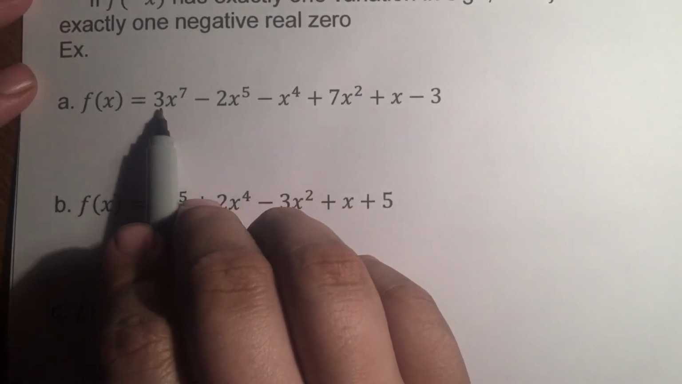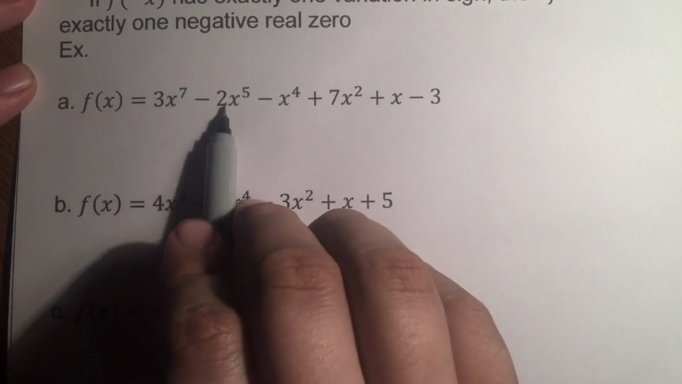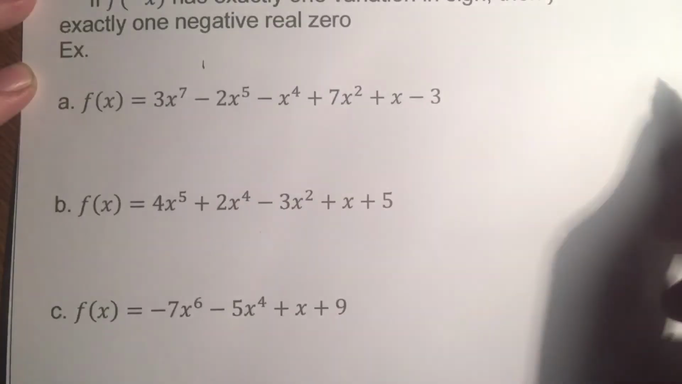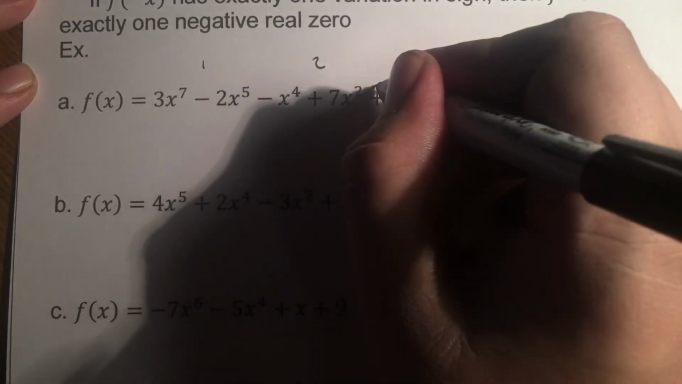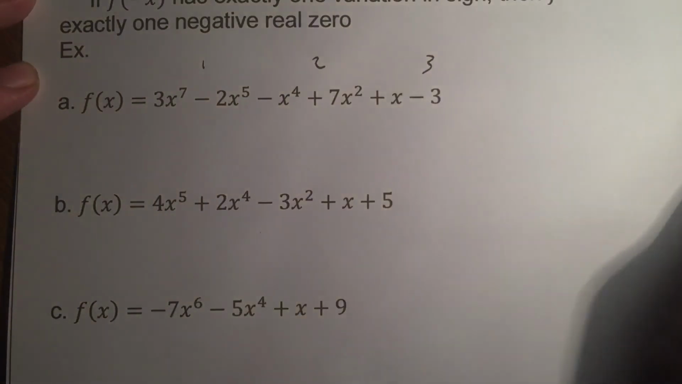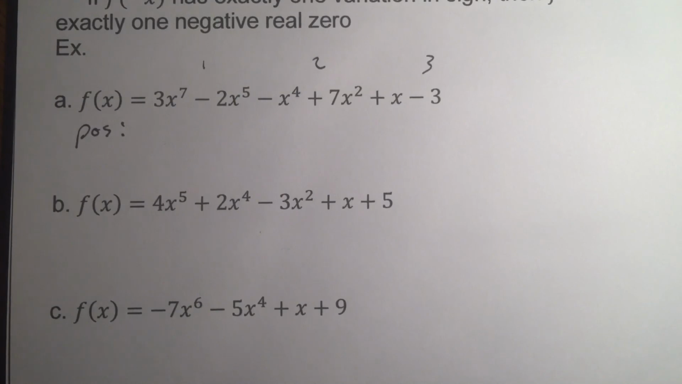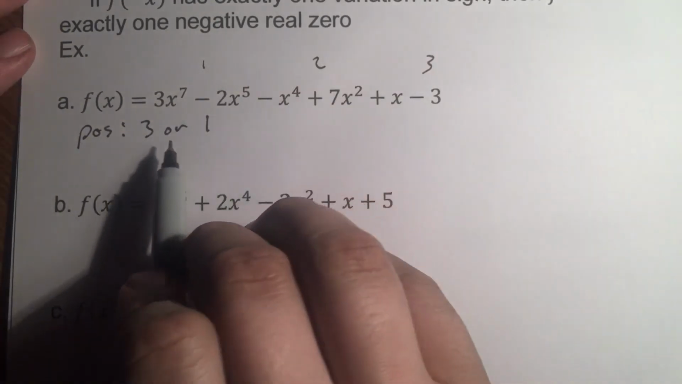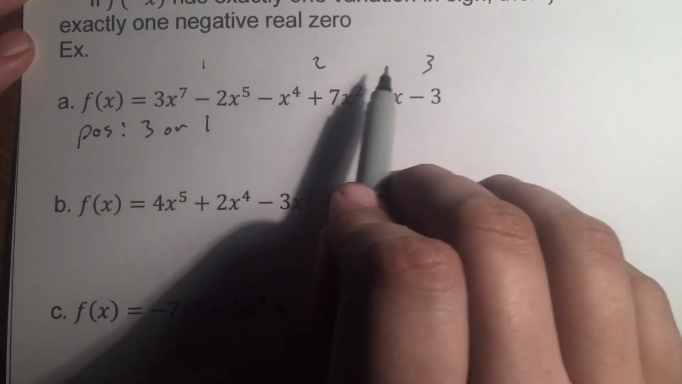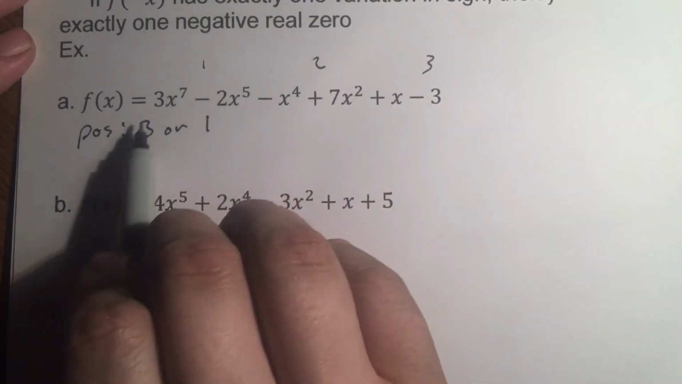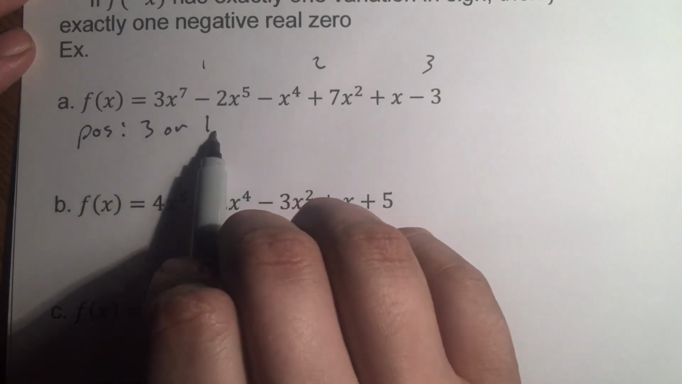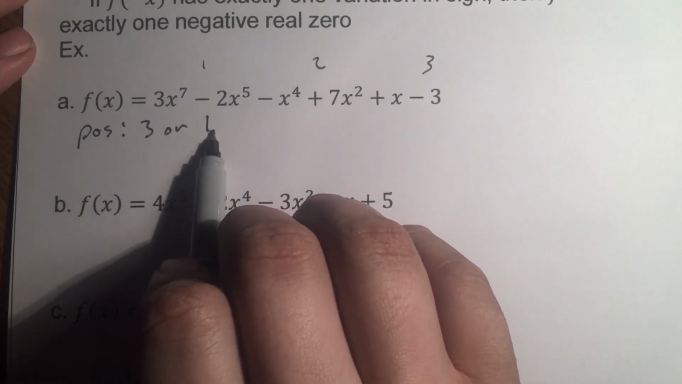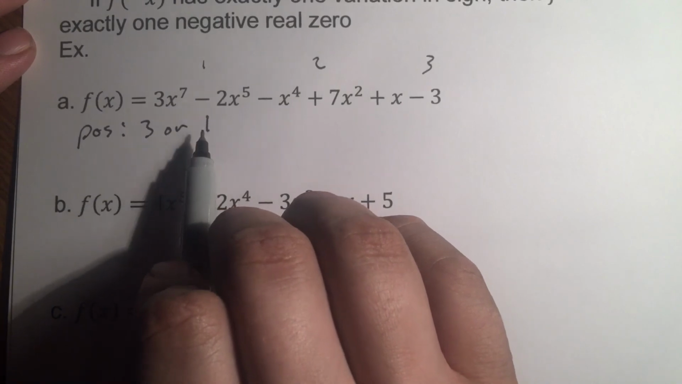So positive-wise, we go positive to negative, so there's 1 sign change. Negative to positive, so there's 2 sign changes. Positive to negative, so 3 sign changes. So as far as positive zeros, we could have 3 of them, or we would have 1 of them, because we go down by 2. 3 is how many sign changes happened, so we could have all 3 be positive, or they go down by 2s. 3 minus 2 is 1, so there could be 1 positive.